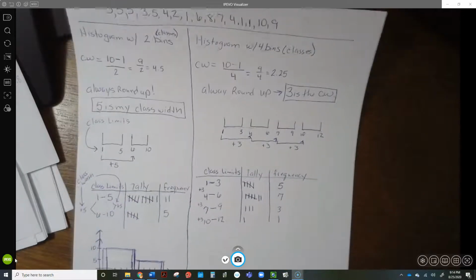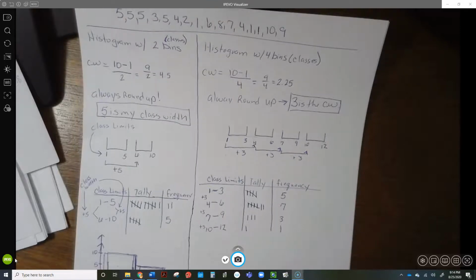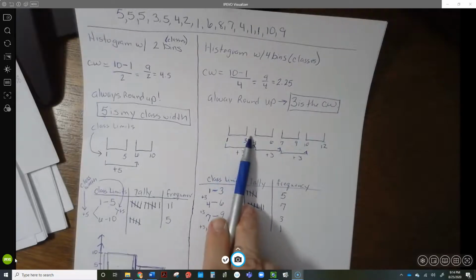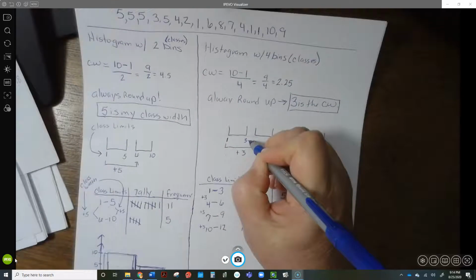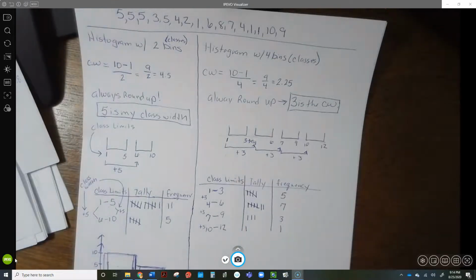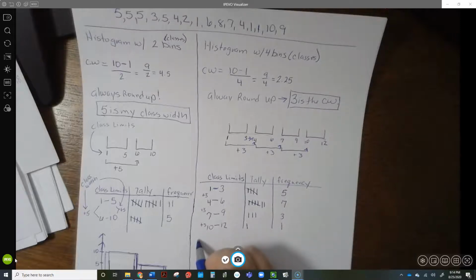And if we came down here and put them on a number line, we wouldn't put them from 1 to 3. Remember, we would have to bump these together. So we've got to scoot this one this way a little bit, and we've got to scoot that one that way a little bit. So we're going to need class boundaries.